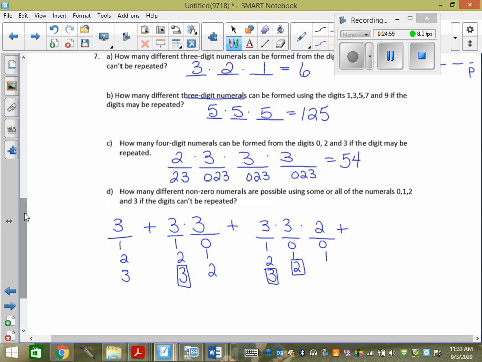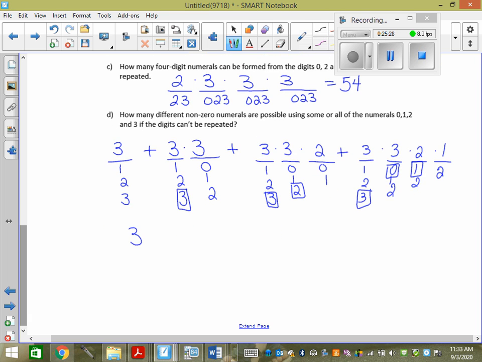Or I could have a 4-digit. Could I have a 5? No, because I only have 4. So it'd be 1, 2, 3, and then I have 0, 1, 2, and then I'd have 1, 2, and then I'd have 2. So I would get 6, or 3 plus 9 plus 18 plus 18. So I'd get 36, 45, 48.